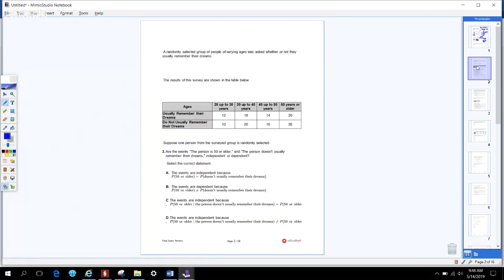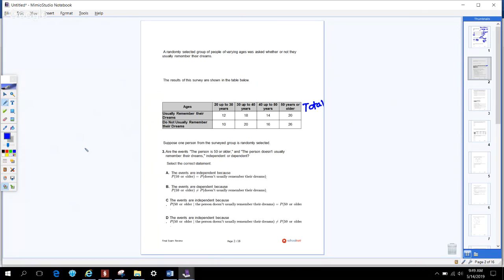A randomly selected group of people of varying ages was asked whether or not they usually remember their dreams. The results of the survey are shown below. What's missing from this table? Total. So I don't know if we need it, but we have to think. If it doesn't say total, we might have to do that addition on our own.